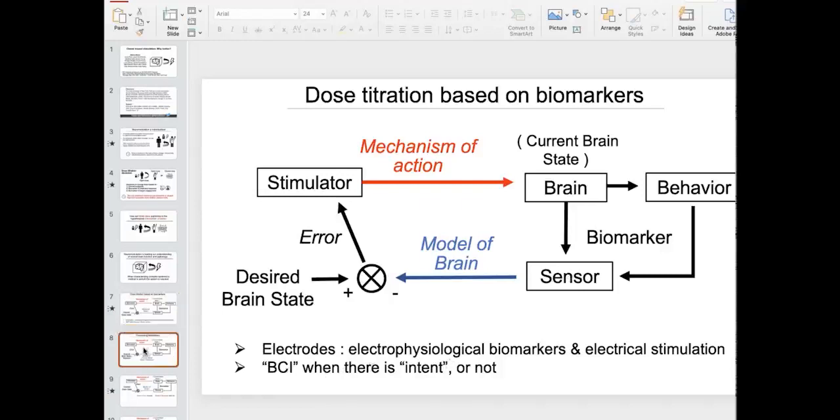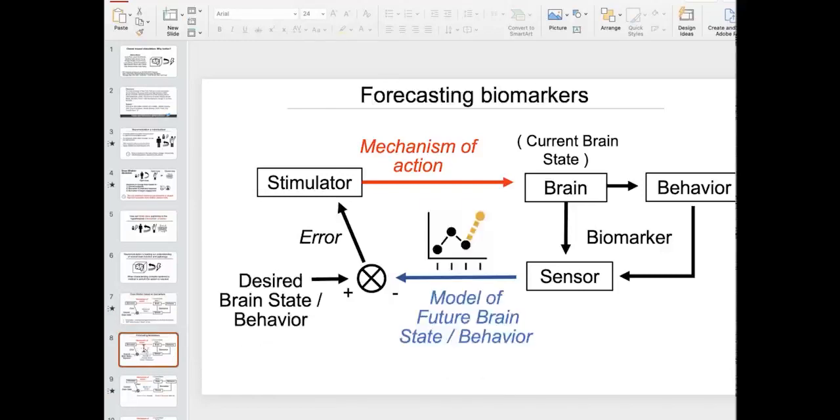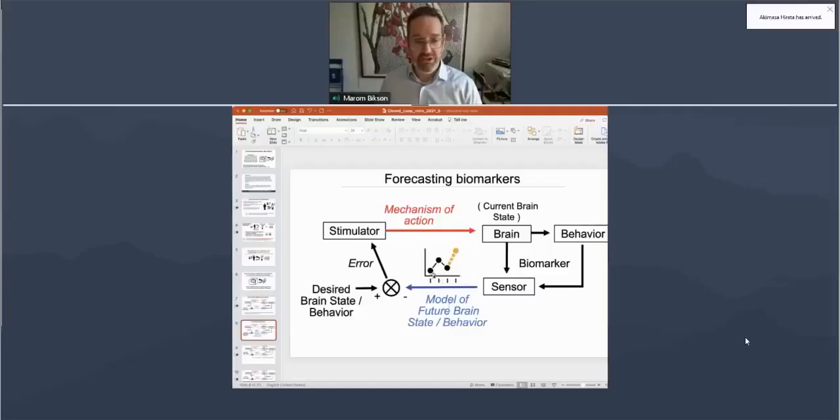Just a few final points as I wrap up. We can obviously talk about forecasting. I think the term forecasting is used more with weather than with brain, but the idea is still the same. We have information that is in real time, and we're using that information to make a prediction about the brain state in the future. And now we will stimulate accordingly.